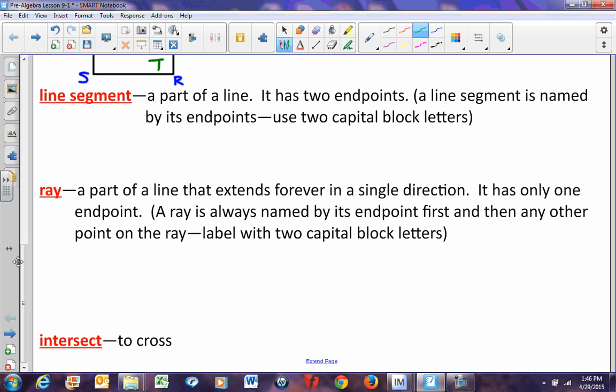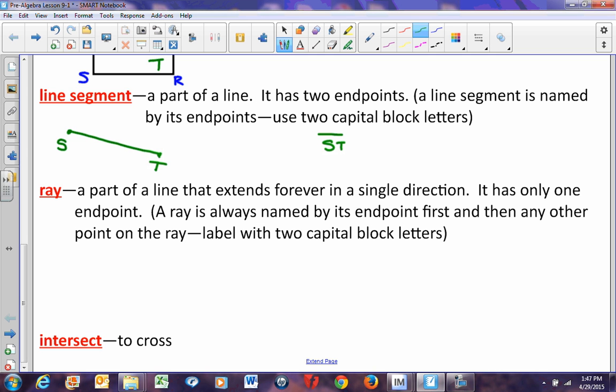Okay, so if I have a line segment, let's say I call this ST. That's an example of a line segment. It has a beginning and an ending. It starts at S and ends at T, or starts at T and ends at S. It doesn't matter, that's the same line segment, either one. To tell the difference between a line and a line segment, we use the line segment symbol, which does not have arrowheads on the top.